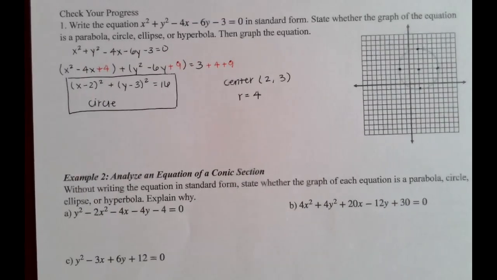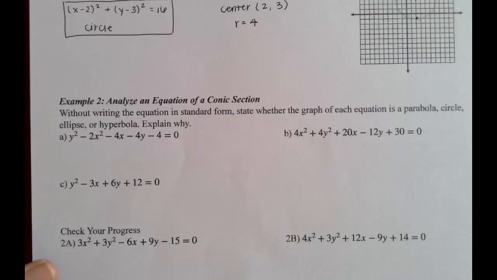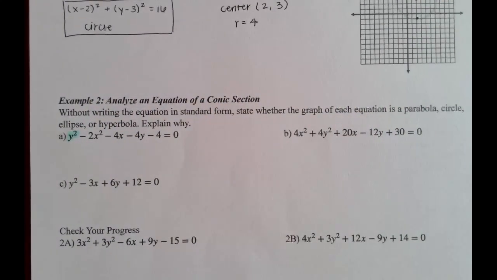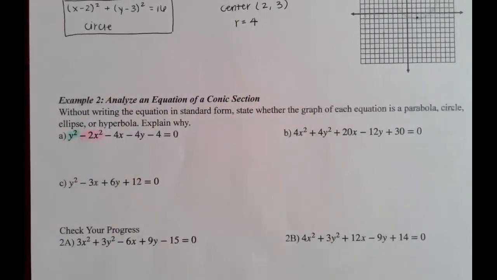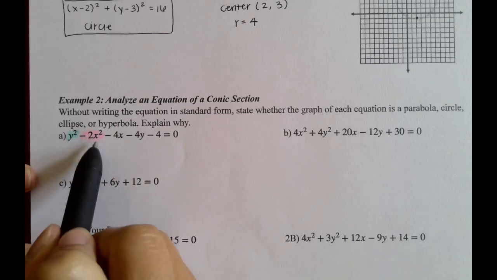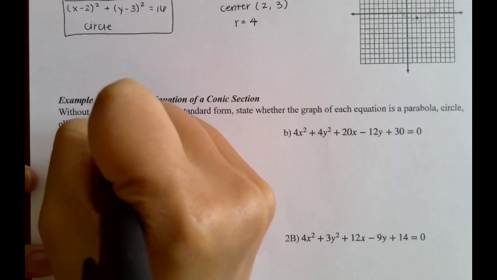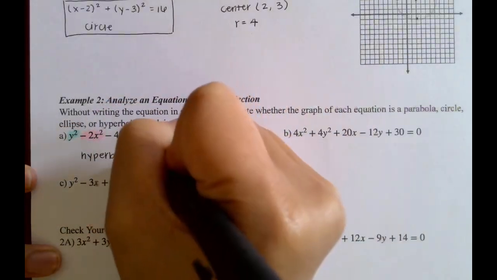Example 2: without writing the equation in standard form, we're going to state which conic section it is. Here, note I have y squared and then negative 2x squared. So I know it's not a parabola because they're both squared. They're not the same, so they're not a circle. And because they have opposite signs, this tells me it's a hyperbola, because A and C have opposite signs.